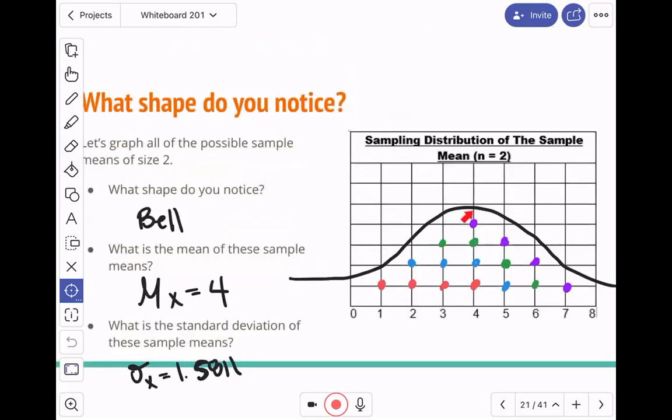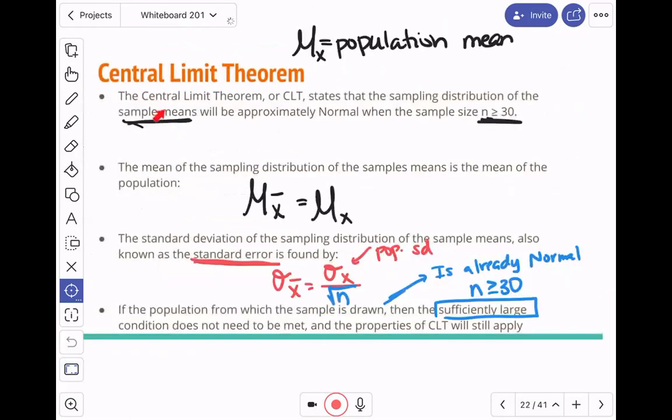We graphed this shape right here. Here go all the different sample means on the graph, all 16 sample means. You can see the center of the distribution is at 4. The standard deviation is still 1.5811. The shape, though, is the most important thing. This shape is now normal. That's what we're going to get to now. The shape is now normal. So this is what we call our central limit theorem.